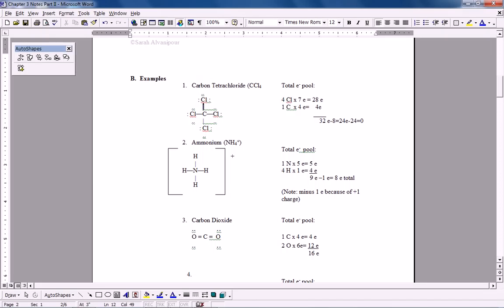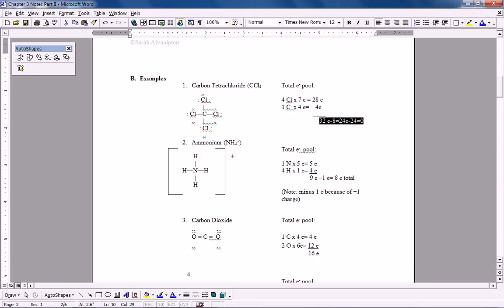So carbon has 1 bond on the top, 1 on the side, 1 on the bottom. So it has 4 bonds. That means they're each worth 2 electrons, and it's 8. So it definitely has an octet, and we are in very good shape because we have no electrons left, but we've done what we needed to do.